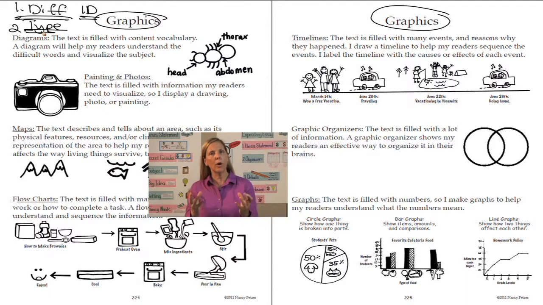So when you see graphics, they are there because the writer knows, this is kind of difficult. I need to give my reader a graphic so I can help aid them in comprehending what I'm trying to tell them in this information. And that graphic is going to be a specific type of graphic depending on the information. So let's go to our chart to look at the type of graphic.